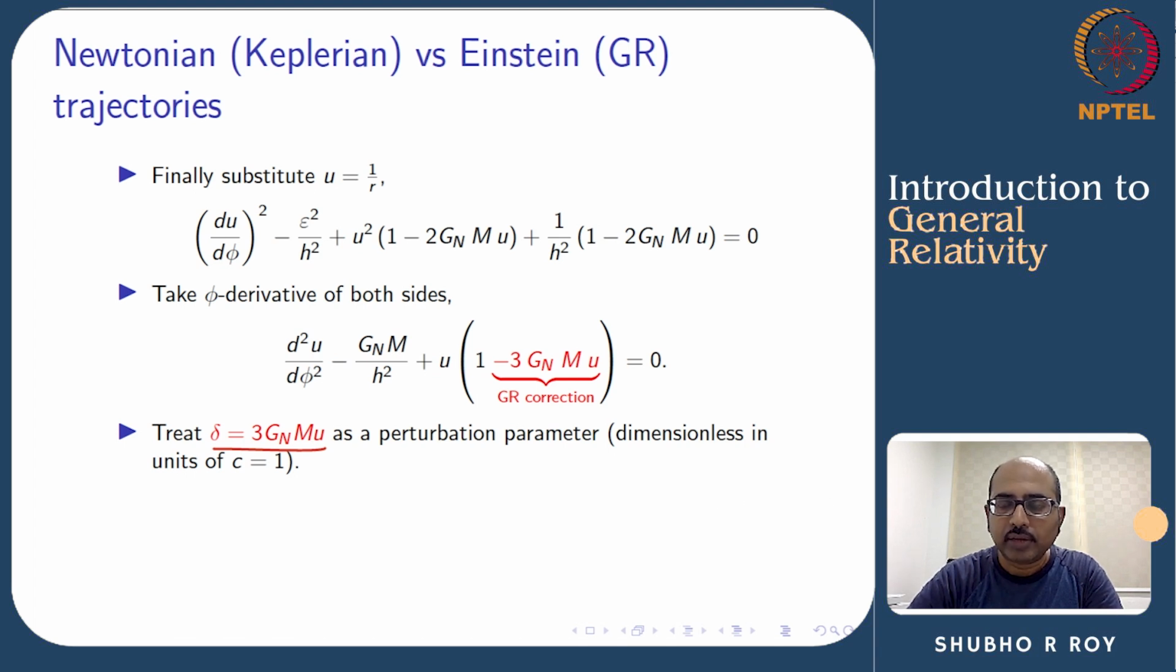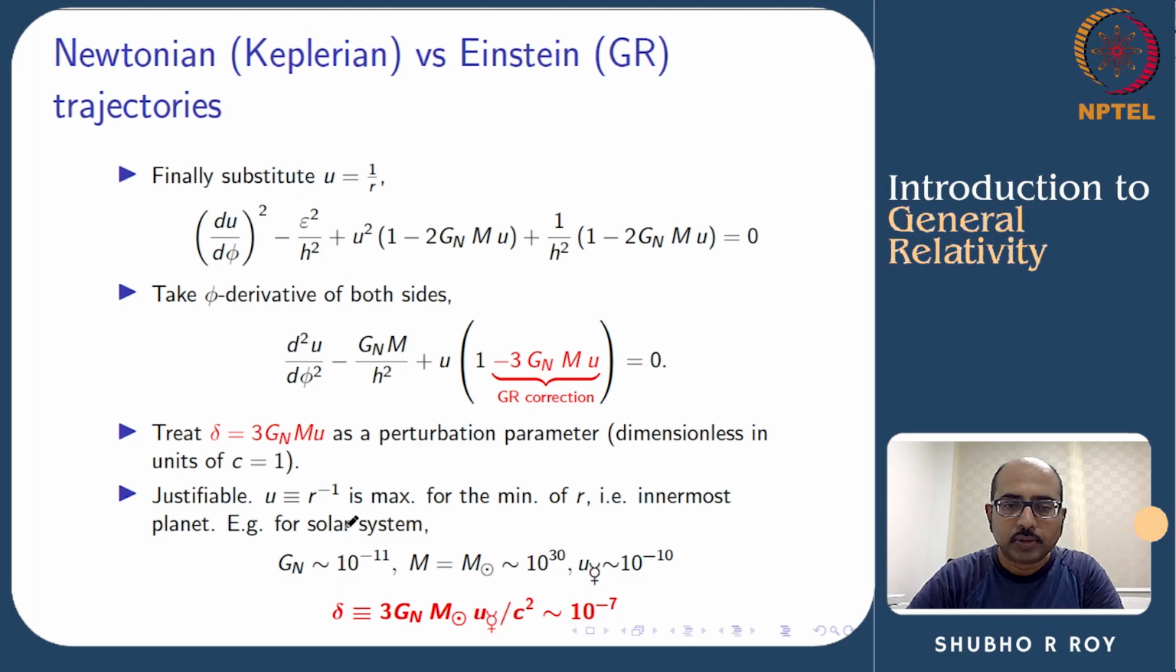And as a test case, I will take our solar system. Delta is proportional to u, so delta will be maximum when u is maximum. And because u is 1 over r, when u is maximum, that means r is minimum. So we have to look for the minimum value of r. And the minimum value of r is usually realized for the innermost planet. So the upper limit of delta comes from the innermost planet. For the solar system, the innermost planet is Mercury.